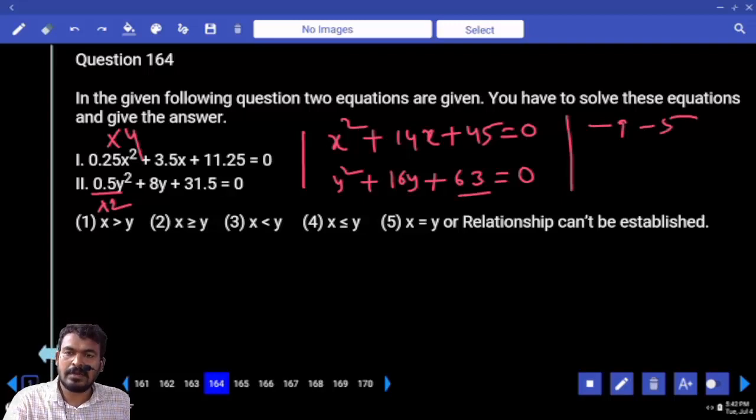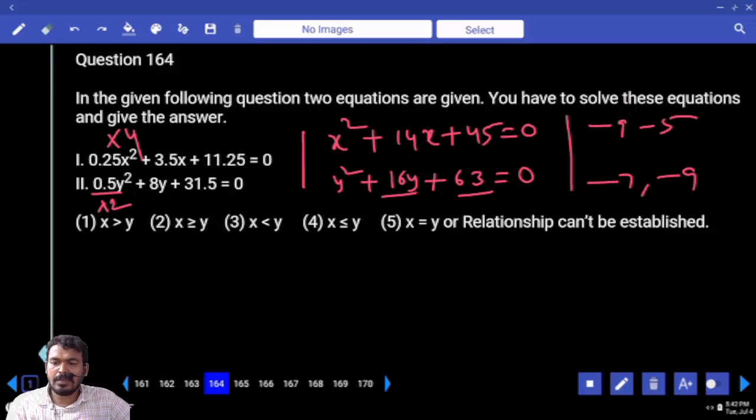Second one, what is the product value? 63, sum is 16. What are the final roots? Minus 7, minus 9. Negative 9 compared to negative 7.